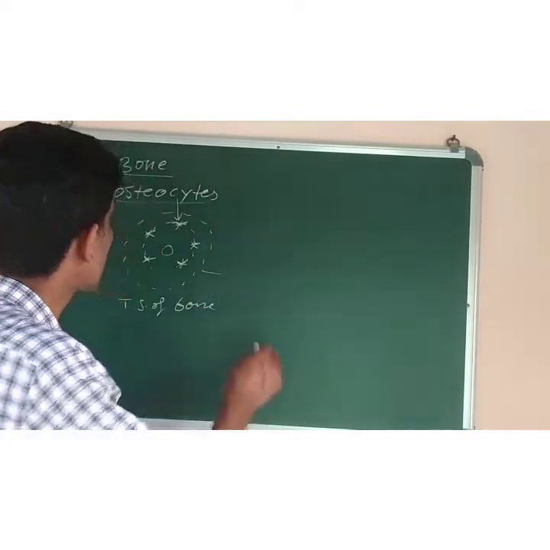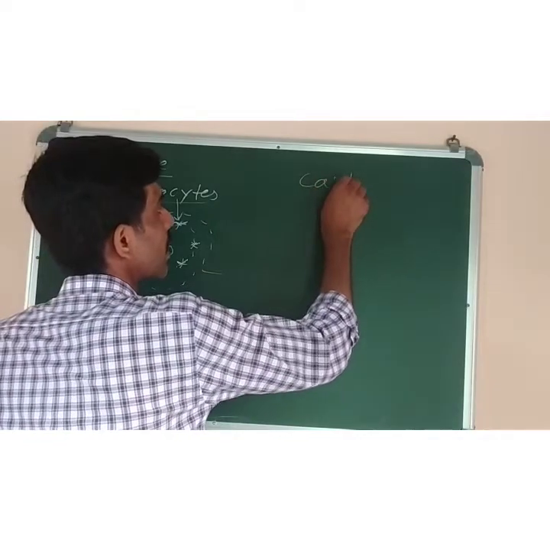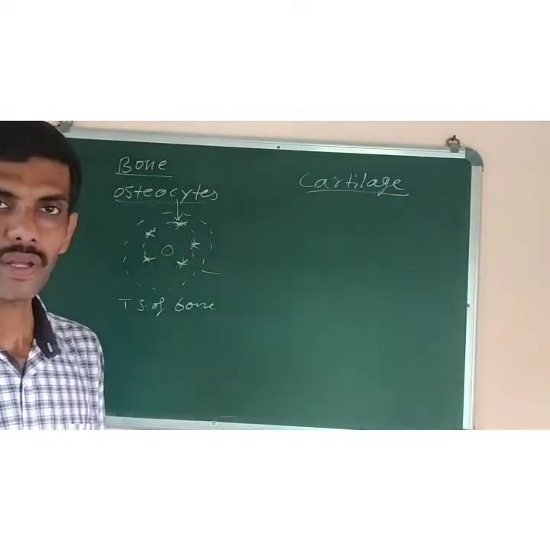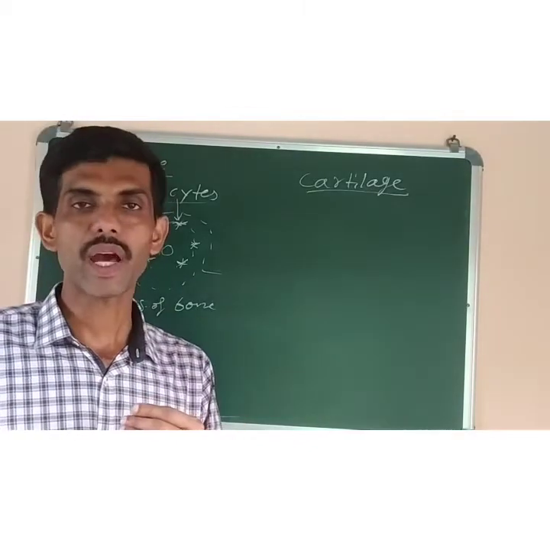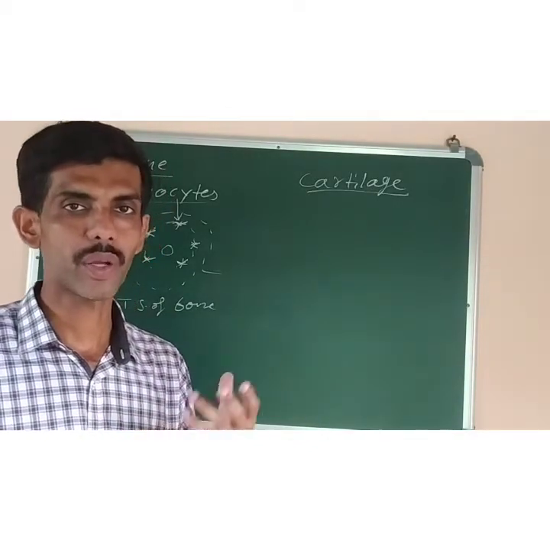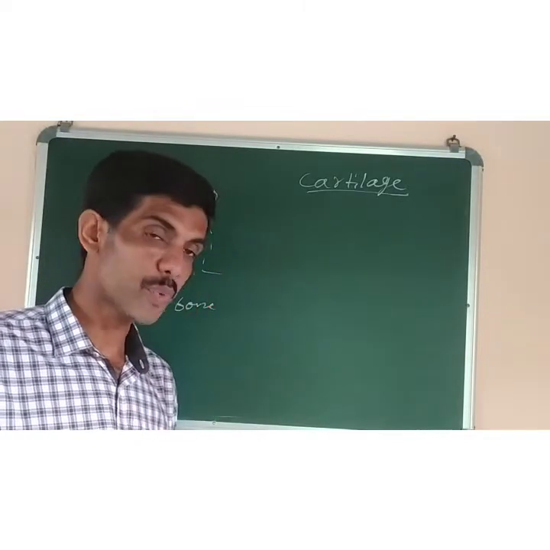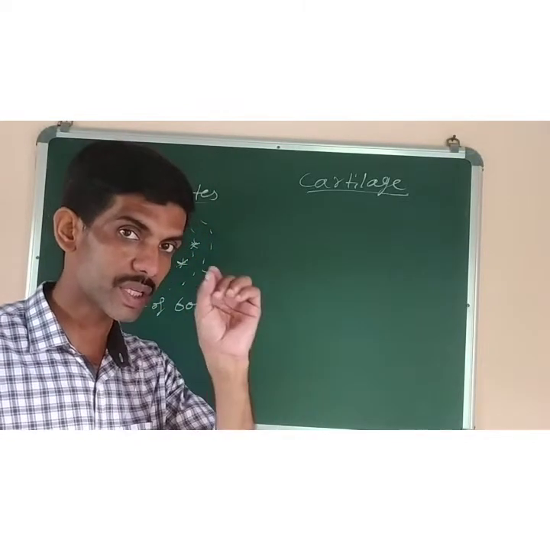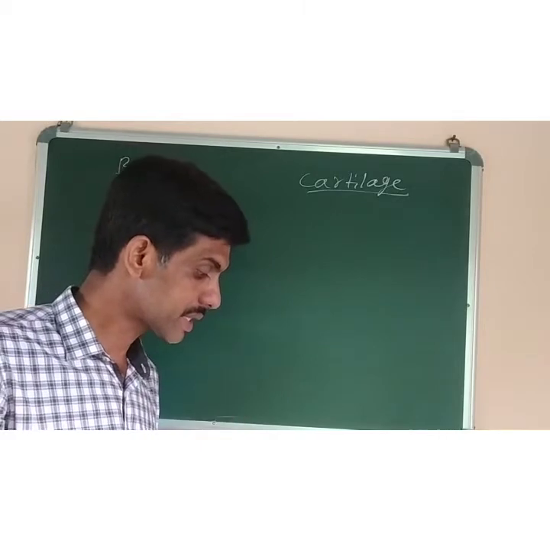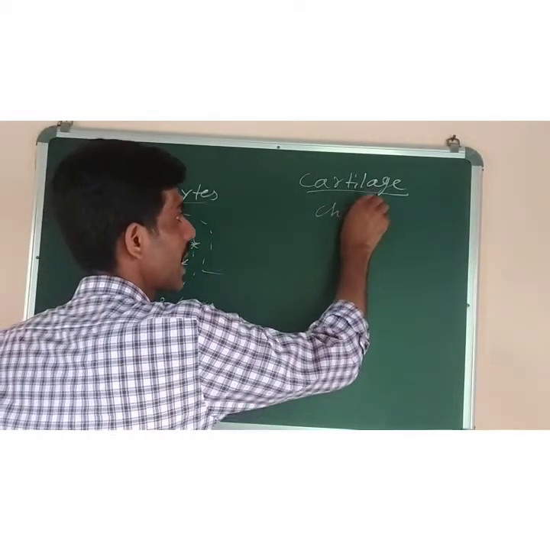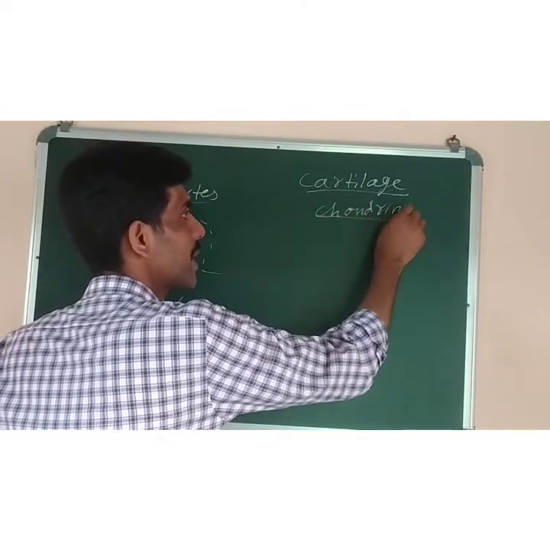Now next we have the cartilage. What is cartilage? Where is it present? Cartilage, you know, is a hard tissue. It provides support to the body, both bones and cartilage. Cartilage is a non-porous tissue. Bone is a porous tissue, means it has pores in it. The matrix is made up of a protein which is called chondrin. Chondrin is the name of the matrix.